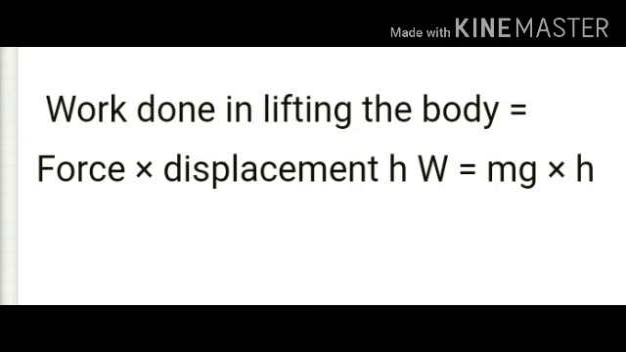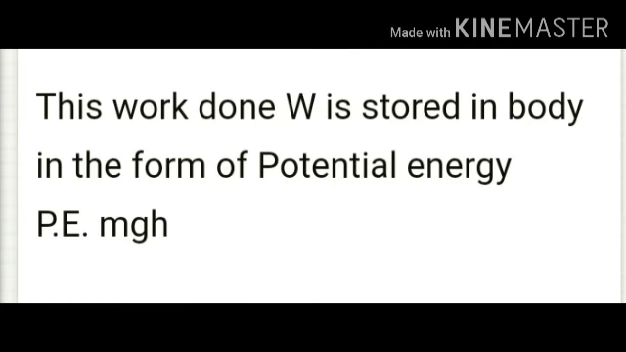So, work done for lifting the body, we know, is equal to force into displacement. Here, force is equal to mg and displacement, the height above the ground, is h. So, therefore, it will be W is equal to mgh. The next is to find the potential energy stored in the body. The work done W is stored in the body in the form of potential energy, that will be mgh.